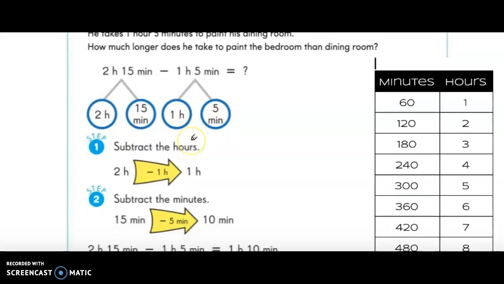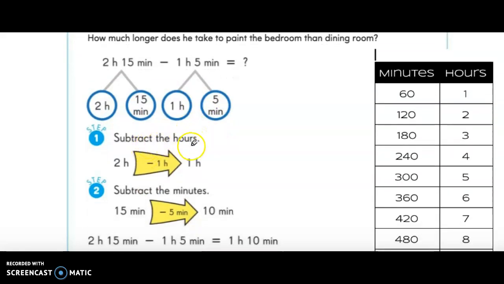So again, they have you starting with subtracting the hours. We are going to be continuing doing our minutes first. So first we would do the 15 minus 5 to get 10. And then subtract the hours, 2 hours minus 1 hour. So we're just swapping these. This would be step 2 and this would be step 1 for us.